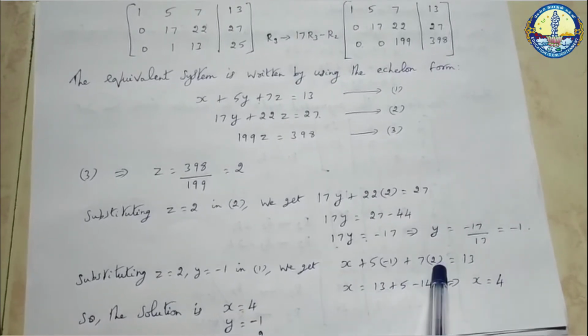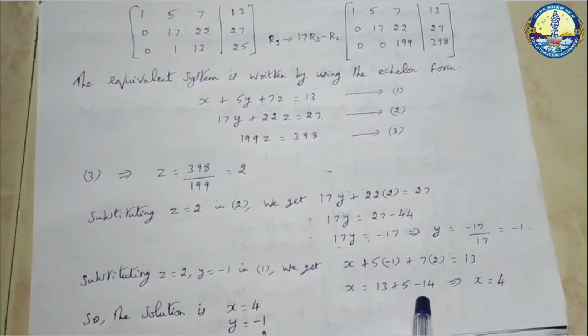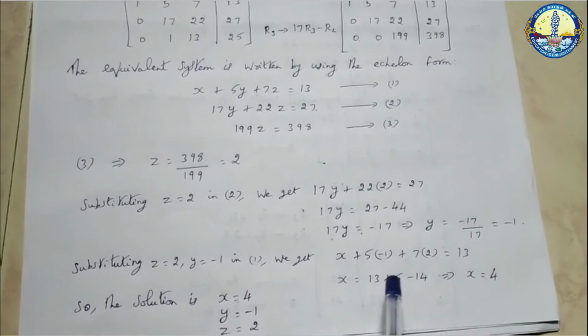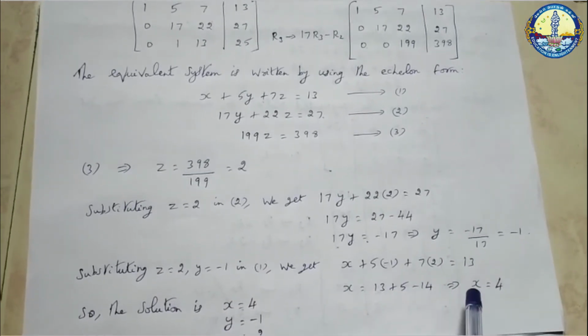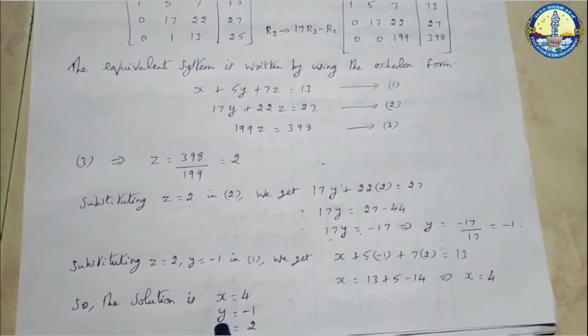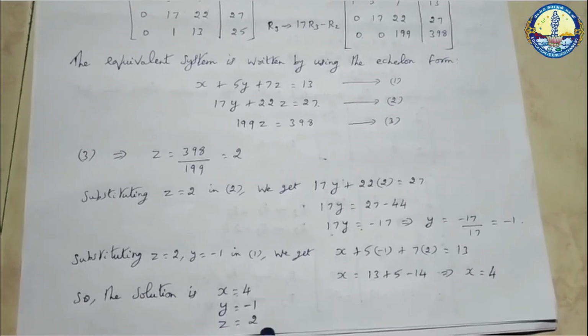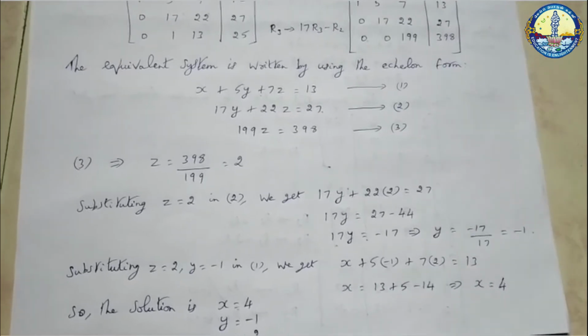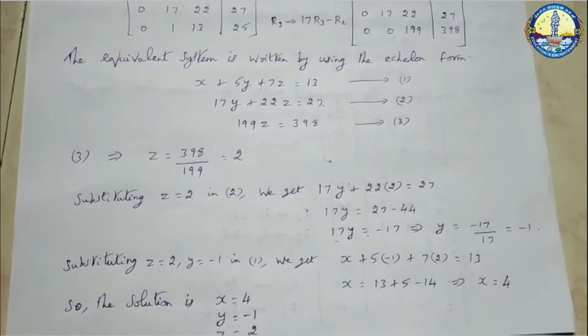So 7 into 2, 14 plus 14. That side means minus 14. So x equals 13 plus 5 minus 14. So x equals 4. So the solution is x equals 4, y equals minus 1, z equals 2. So this is the method of finding the solution to the system of linear equations.